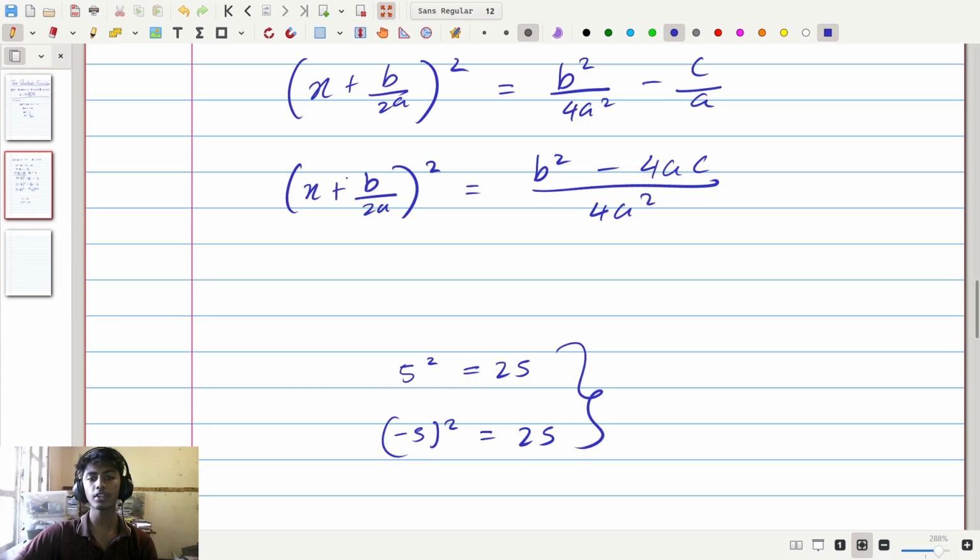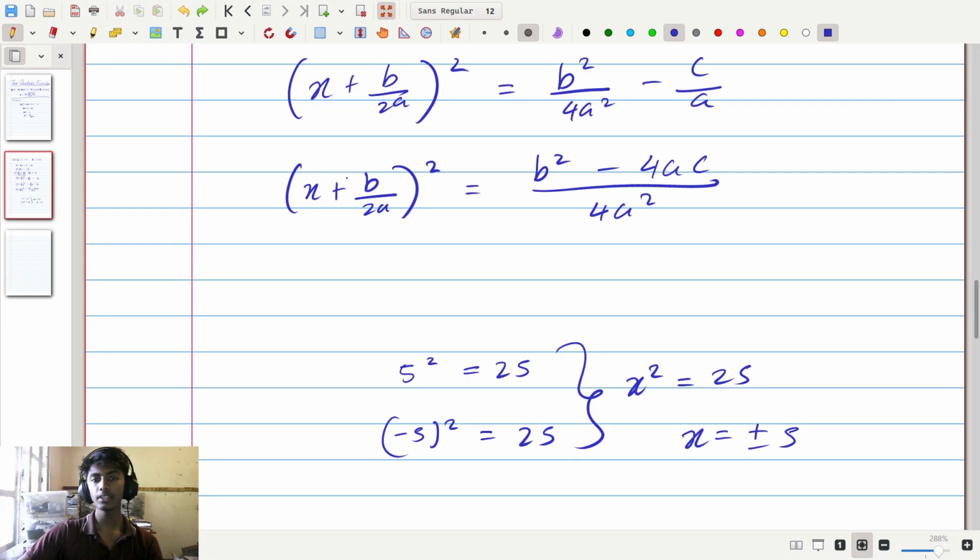So suppose I have the equation x squared is equal to 25. If I'm asked what x is, I know that 5 squared is equal to 25 and negative 5 squared is equal to 25. Therefore, x could either be positive 5 or negative 5. The way we write this is that x is equal to plus or minus 5. This plus or minus indicates that x could either be plus 5 or minus 5. It's one or the other.